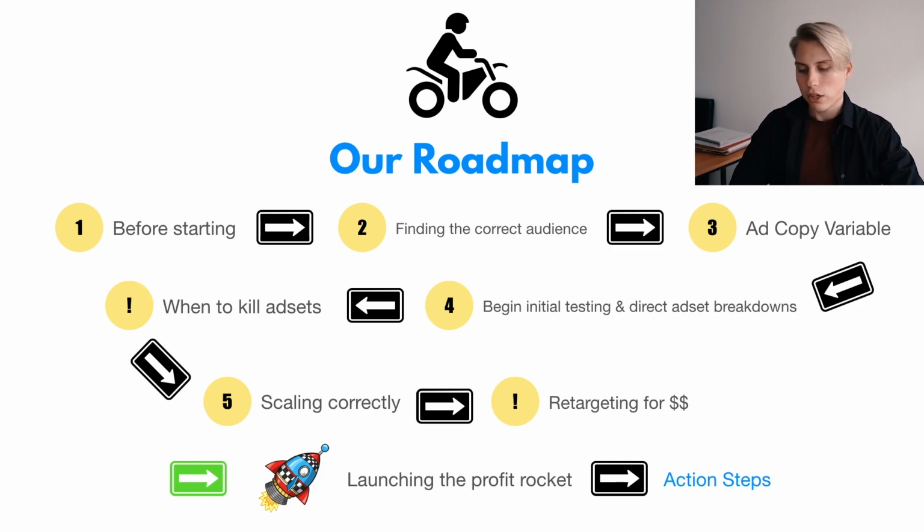Just to give you an idea, straight after that, we're going to go into beginning your initial testing and direct ad set breakdowns. Then when to kill your ad sets. Then we're going to get into scaling correctly and profitably, because in my opinion, scaling is not scaling unless you're making more money profit-wise. And then we're going to get into retargeting, which is where a lot of the profit is actually made. Straight after that, I'm going to get into launching the profit rocket. That's a term that I literally just came up with for this whole training, which is essentially how you can exponentially increase that profit.